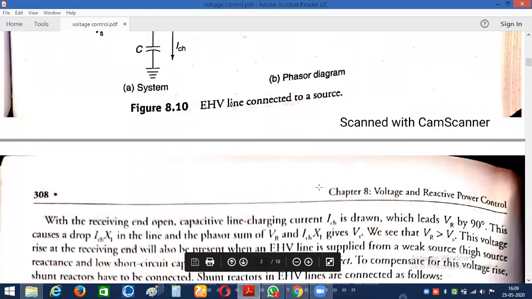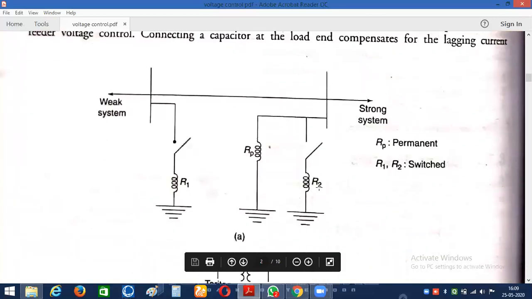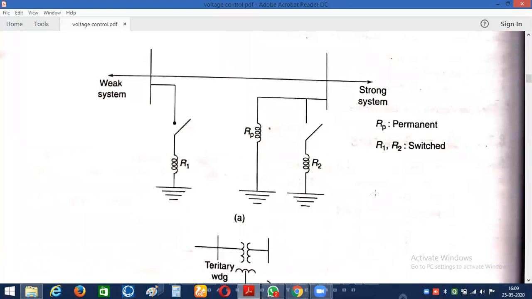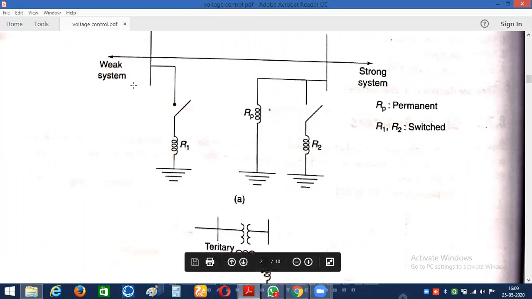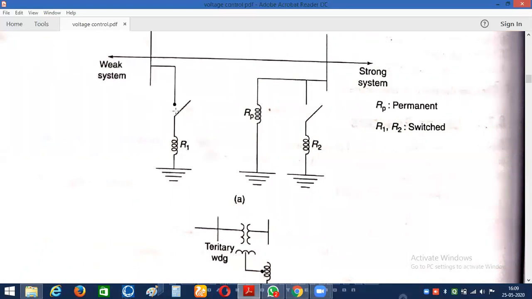Okay, now let me show the diagram of how shunt reactors are practically connected in power system networks. So these are the different shunt reactors that we connect. This is a switched type of shunt reactor, and this is a permanently connected reactor. So either type of reactor can be used.